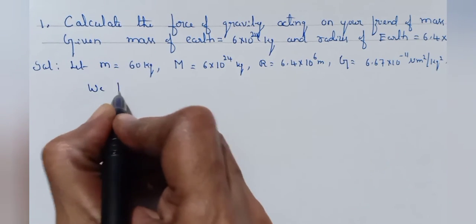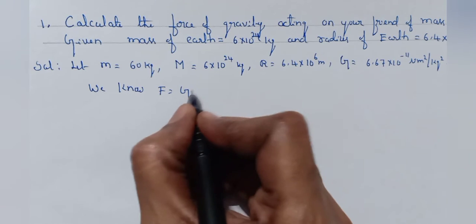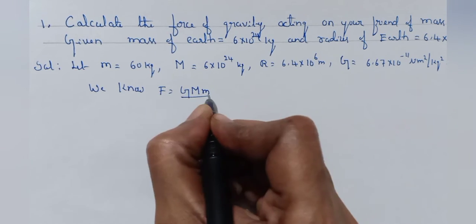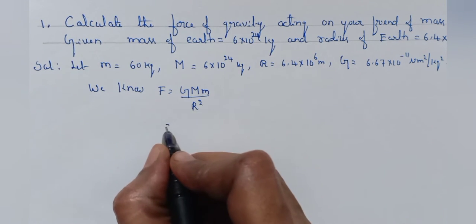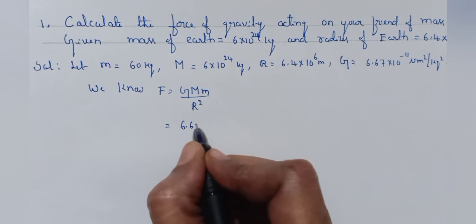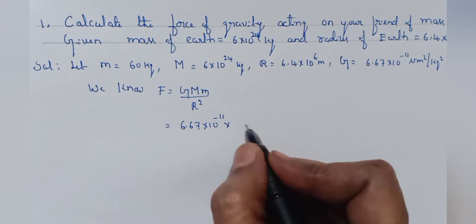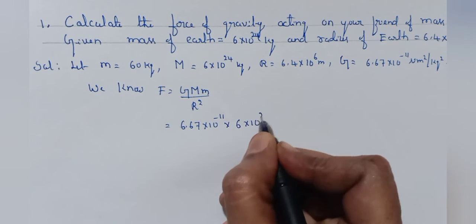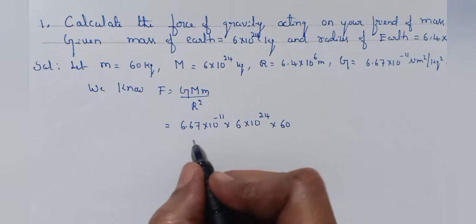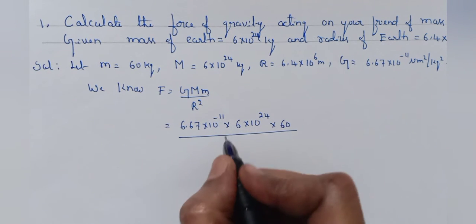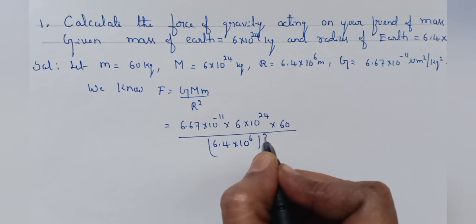We know F is equal to capital G into capital M into small m by capital R squared. Substitute for G: G is equal to 6.67 into 10 to the power of minus 11, into capital M which is 6 into 10 to the power of 24, and small m is 60 kg, and then R is 6.4 into 10 to the power of 6, whole squared.